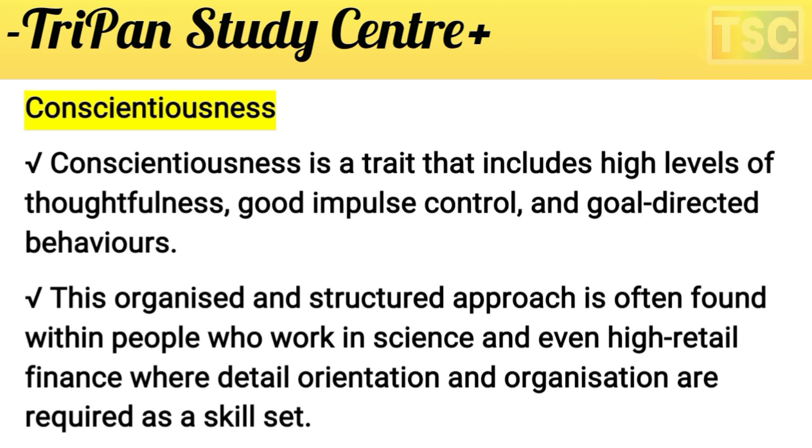The second trait here is conscientiousness. Conscientiousness is a trait that includes high levels of thoughtfulness, good impulse control, and goal-directed behavior. That's an important feature. It is a main part of the Big Five personality behavior, the second of the five.